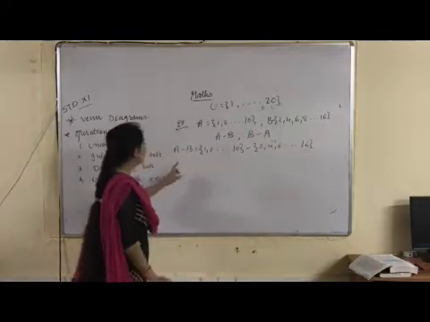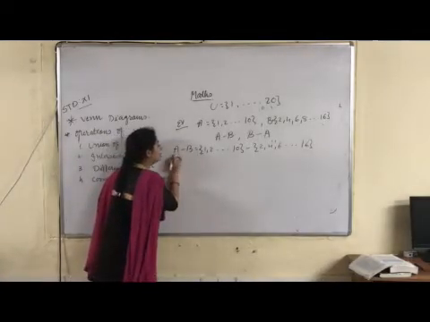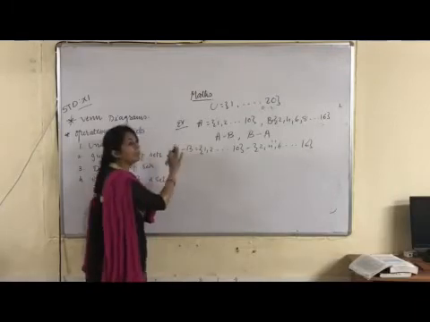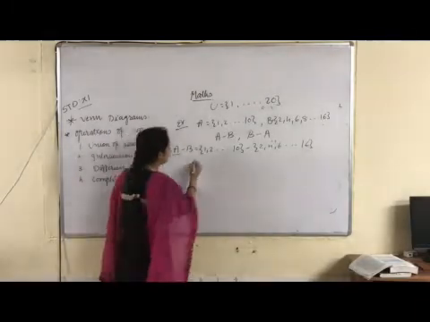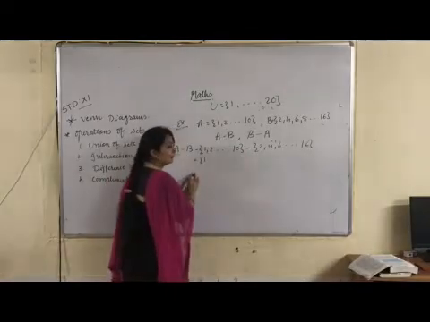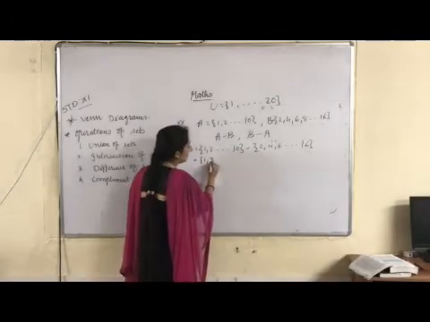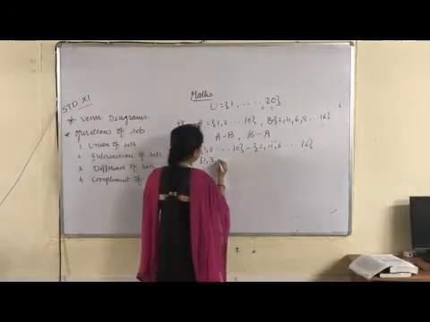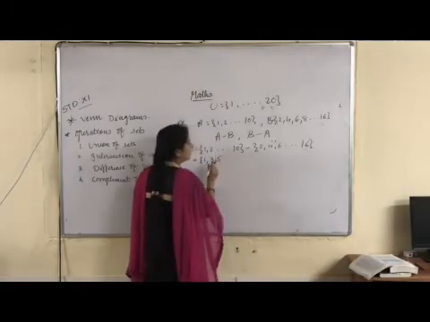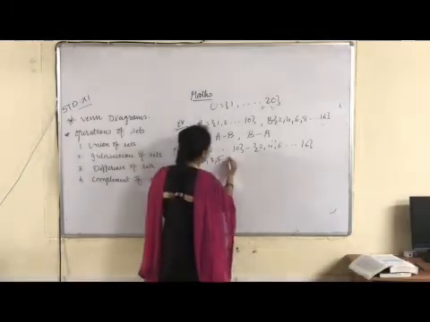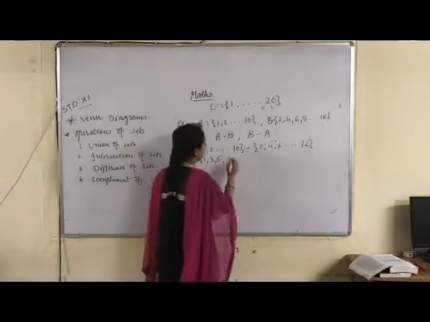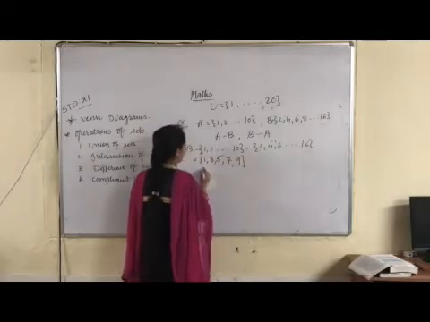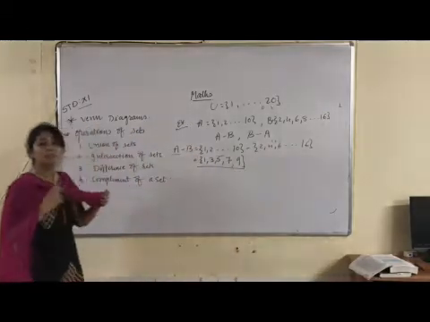Now A minus B means what? Set A is my principal set. From set A, I have to remove set B elements. So, 1 is there, 2 I will remove, 3 is there, 4 I will remove because it is a part of set B. Then 5 I will write, 6 will be removed, 7 I will write, 8 will be removed, 9 I will write, then 10 will be removed. So this one is A minus B.